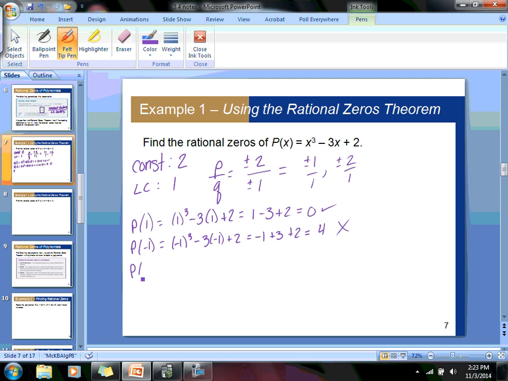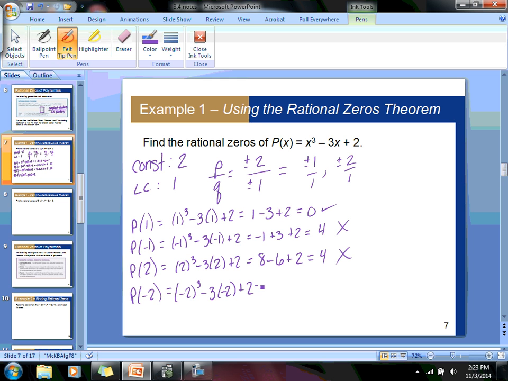So let's try p of 2. So I'm going to have 2 to the third minus 3 times 2 plus 2. So that's going to be 8 minus 6 plus 2. And that's going to get me a total of 4 again. So that's not going to work because I want my total to be 0. I don't want to have any remainders. So let's try p of negative 2. This is probably going to be the one that's going to work. So negative 2 to the third minus 3 times negative 2 plus 2. That's going to be a negative 8 plus 6 plus 2. There we go. There's my 0.